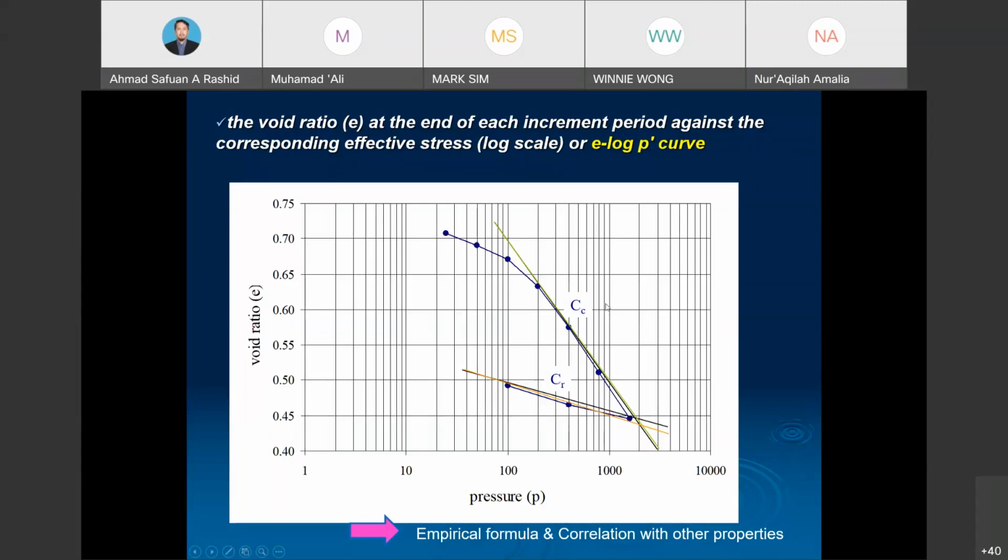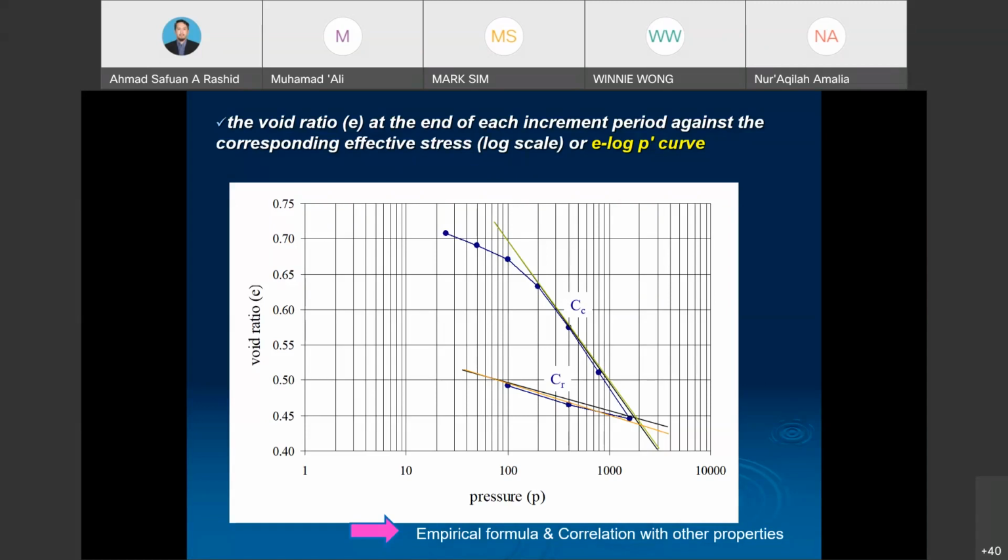Okay, so CC is defined as the coefficient of compression, while CR is considered as the coefficient of recompression. It means that we compress the soil and then we recompress it after completing the compression efforts. So for this e-log P curve, we have one single value of CC and also one single value of CR.